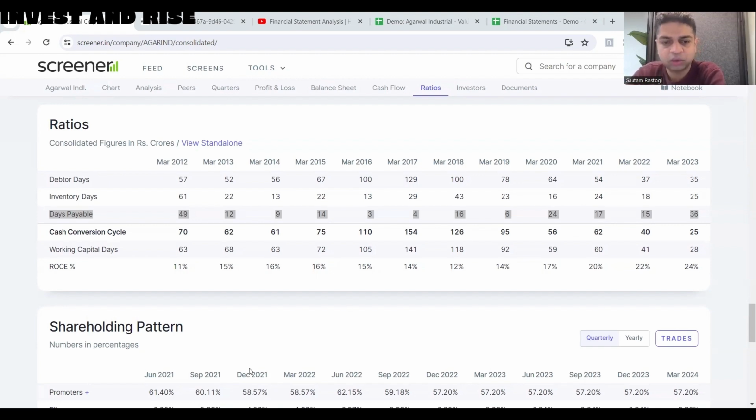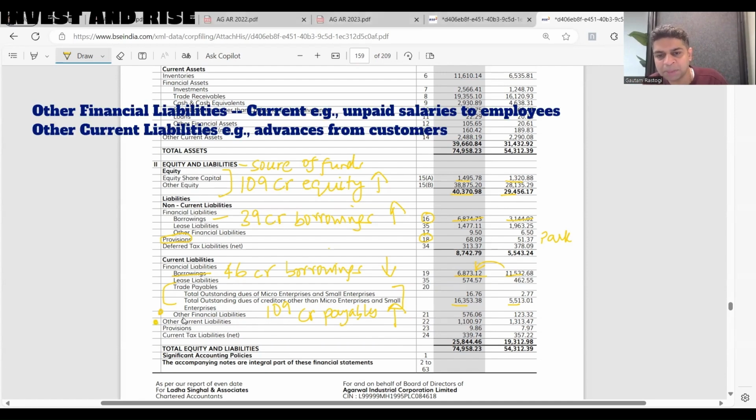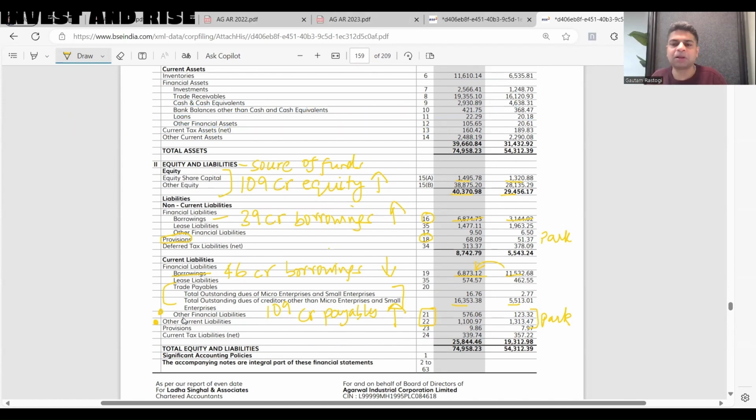Now let's get back to the balance sheet. Going further down on the equity and liability side, we notice there are two items: other financial liabilities and other current liabilities. There has not been a marked movement in both these items, so let's keep them in the parking lot. Obviously, we need to look at notes 21 and 22 to see what they are in the first place. But they're not really impacting our capital allocation because they are not huge right now. So let's park them for now.